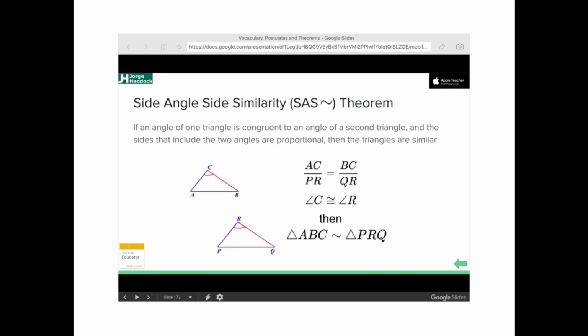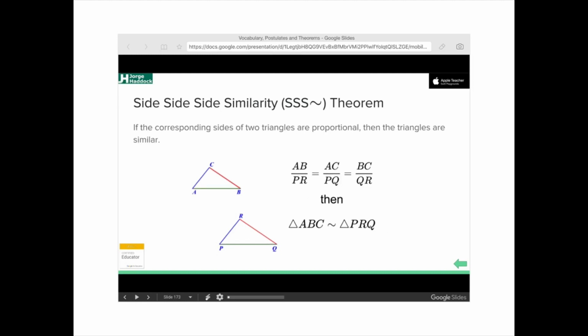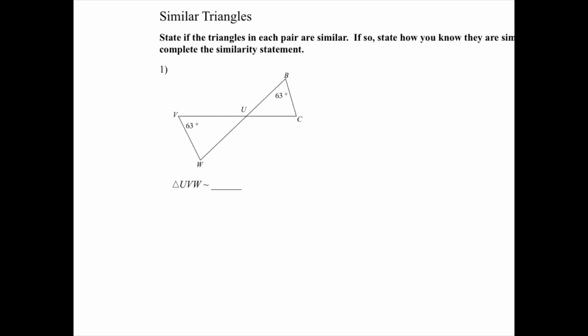So it says that if two sides are proportional and the angles that they include are congruent, they are similar triangles. And the last one is the side-side-side similarity theorem that states that if all the sides of a triangle are in proportion, that means that the triangles are similar. Okay, so in this exercise, we have that angle 63.